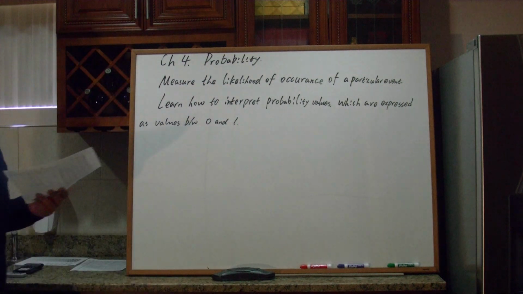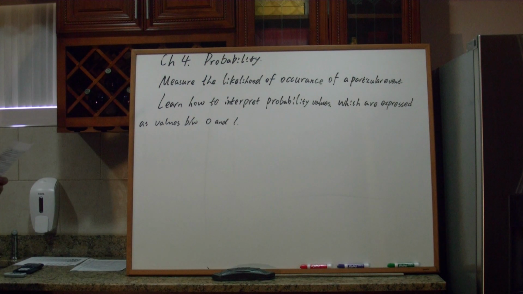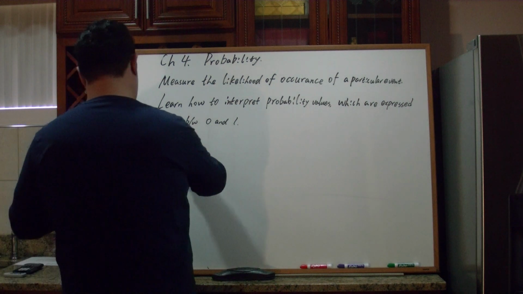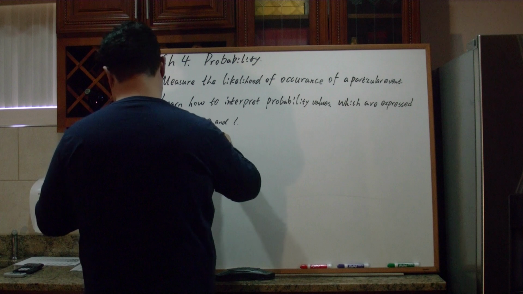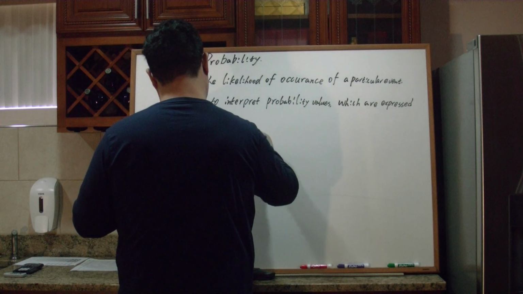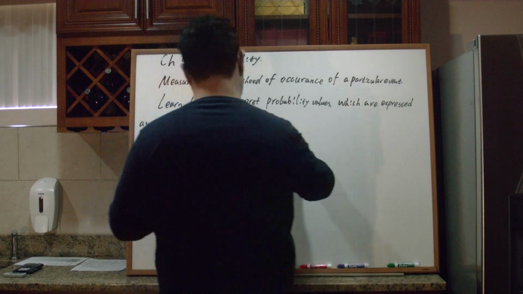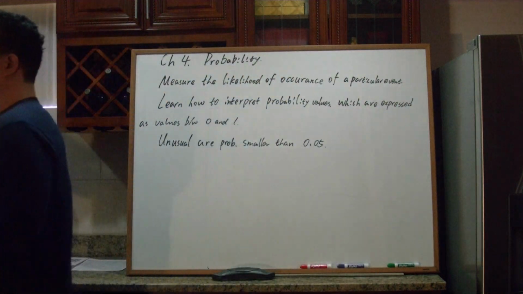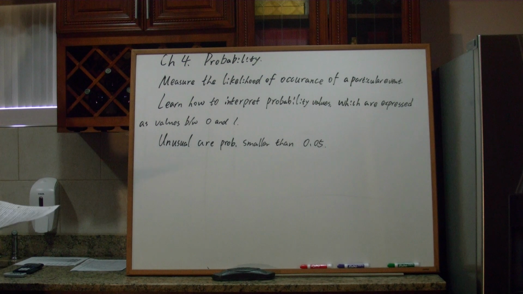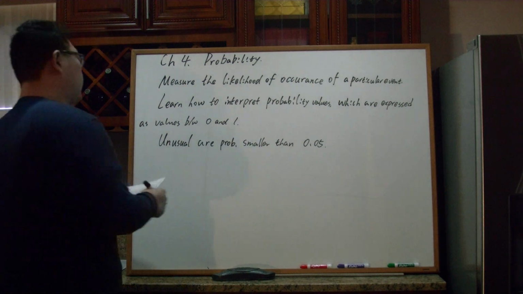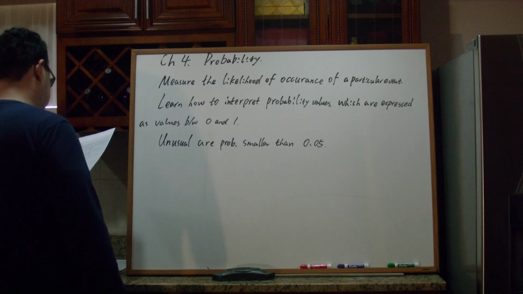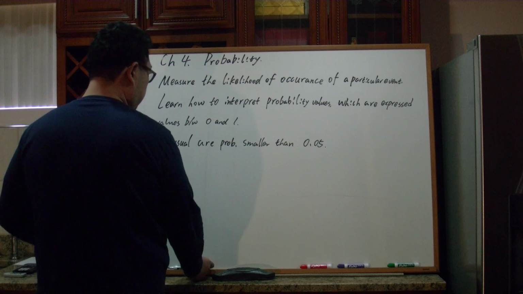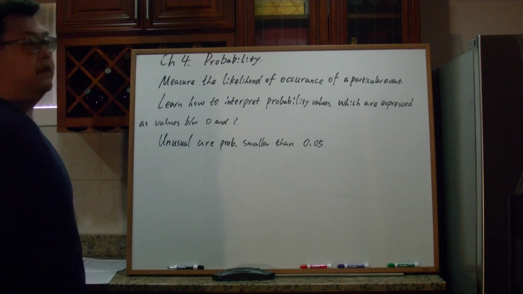Probability is always expressed between the values 0 and 1, inclusive. If we have a probability smaller than 5%, then we say that's very unlikely, or unusual, to happen. That's unusual: probability smaller than 5%. So that is basically what we will see in our chapter here.